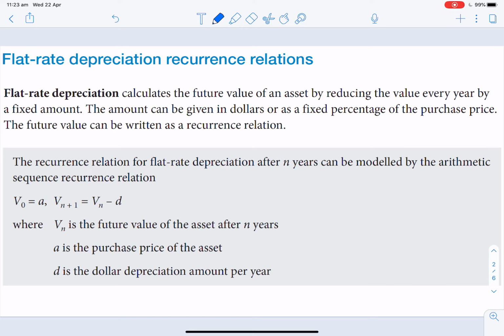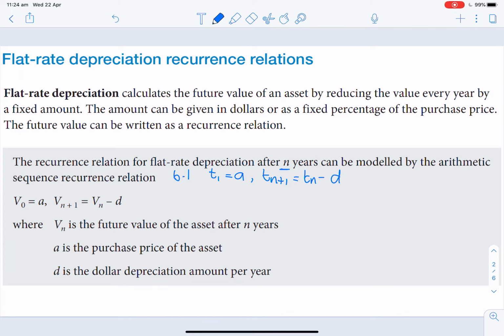So the recurrence relation for flat rate depreciation after n years, we talk about our n value again, can be modelled by the arithmetic sequence recurrence relation V of 0 equals A, V of n plus 1 equals V of n minus D. All right, I'm going to take a step back. Let's go back to 6.1. In 6.1, we learned T of 1 equals A. So if we're talking a negative D value in this case, T of n plus 1 equals A minus D. Oh, hang on a minute. No, that was T of n minus D. Here we go. For any n value.